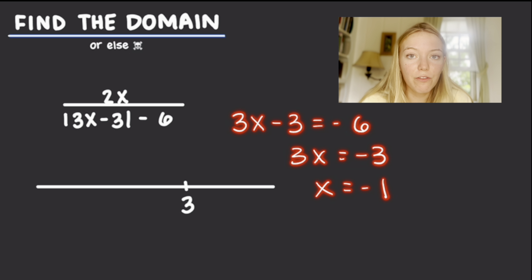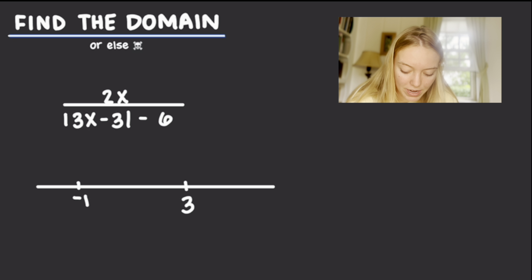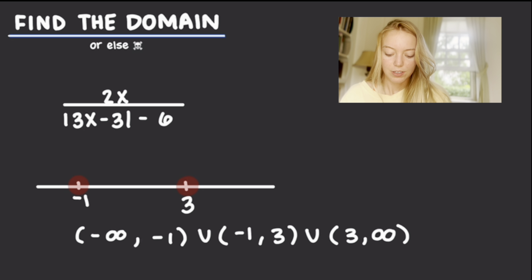So if we solve for what x is going to make that absolute value -6, we're going to get that x is equal to -1. So that means if we plug -1 into this x, it's going to give us a 0 in the denominator, which we cannot have. So we know for sure -1 and 3 are not going to work for this function's domain. So our answer is going to be everything except for -1 and 3.